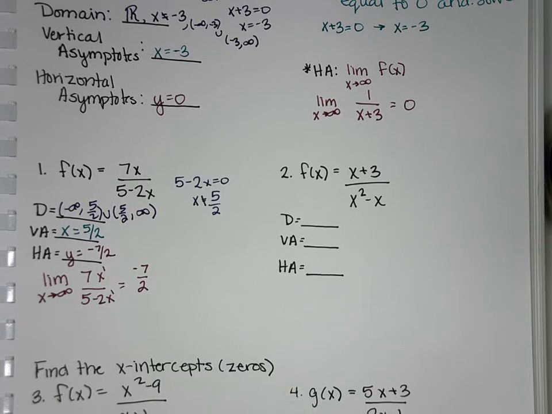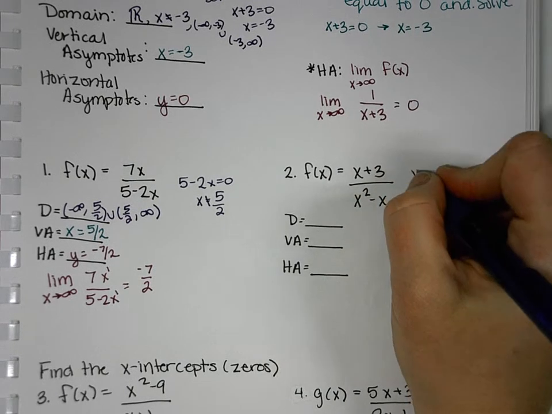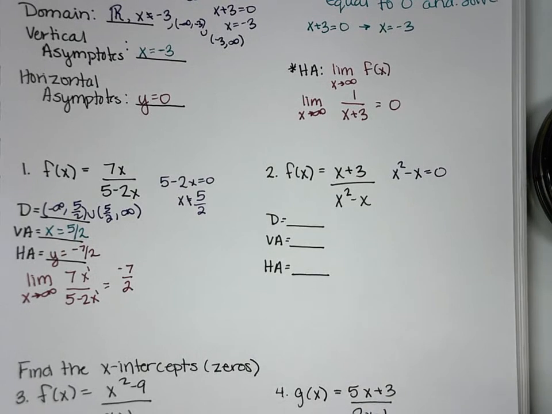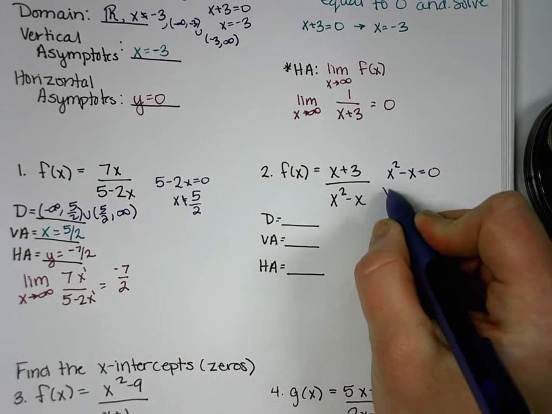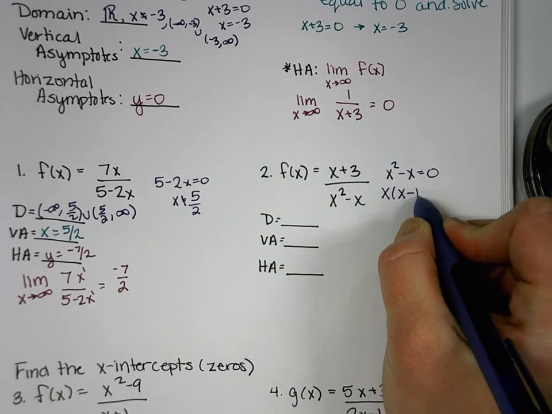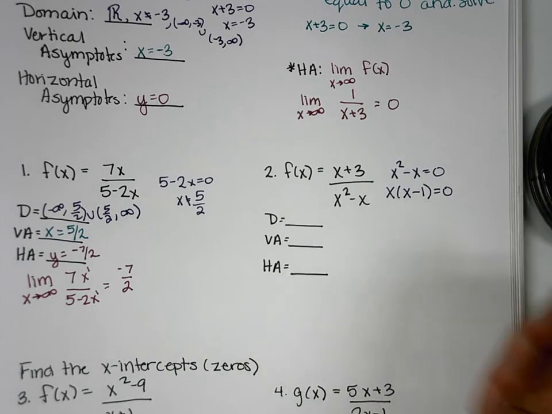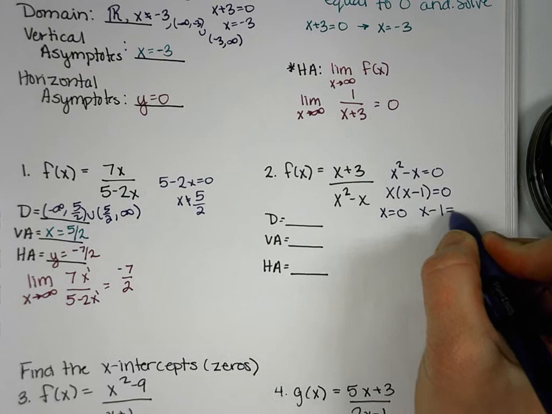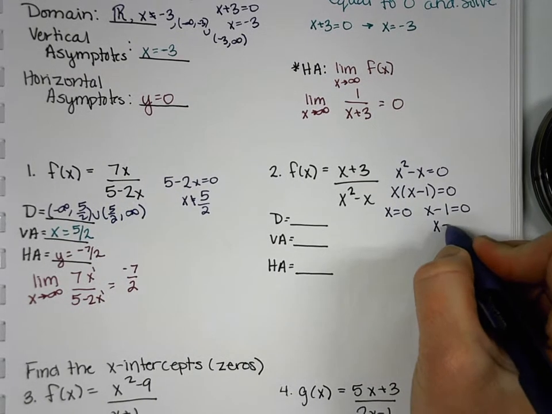All right, so if we look at number 2, again with domain, before we simplify anything, we start with domain. So I have x squared minus x equals 0. I'm going to factor out an x, and I set each value equal to 0 to find the x's. So I get 0 and 1.